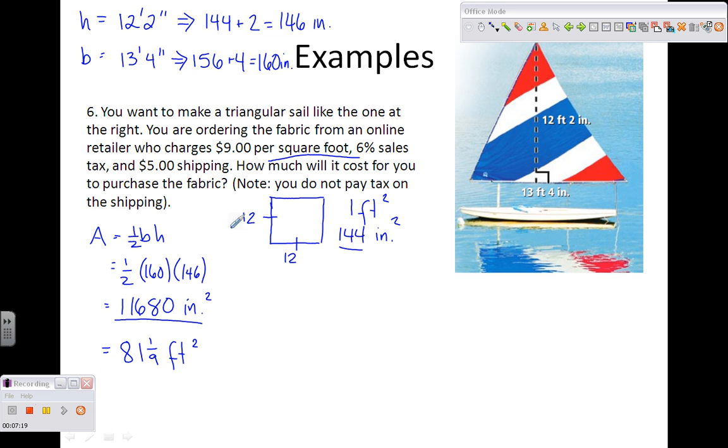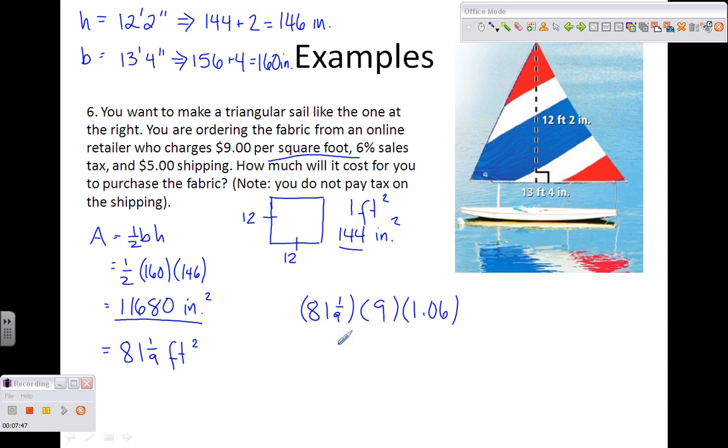Now let's find out how much all of this is going to cost me, because here's my area. How much is this fabric going to cost me? So I have 81 1/9 square feet, and I'm being charged $9 a yard, and I have to pay a sales tax of 6%. Now the easiest way to do that in order to be able to figure it all at once is to multiply times 1.06. What this does is, multiplying by 1, you've got your actual cost, and then adding the 6% sales tax on that. So it does it all in one step for you.